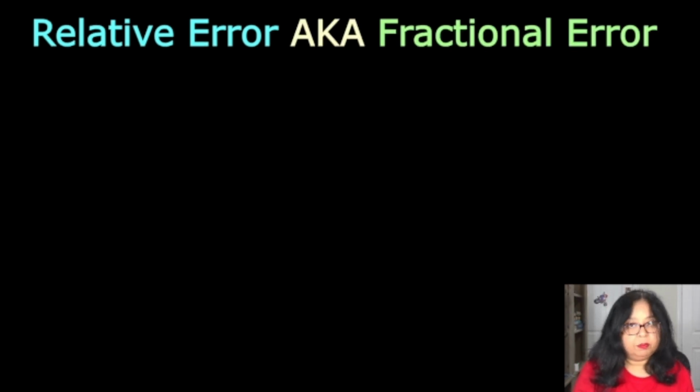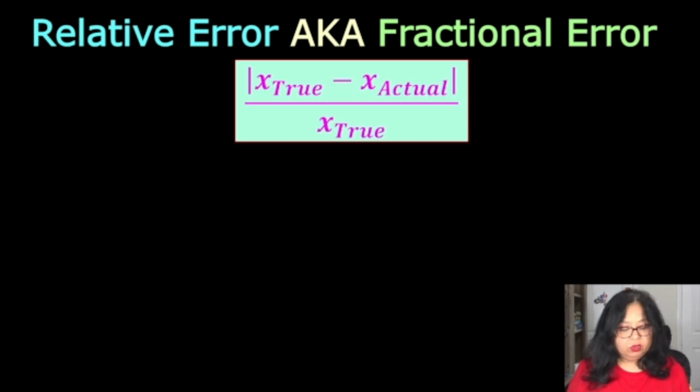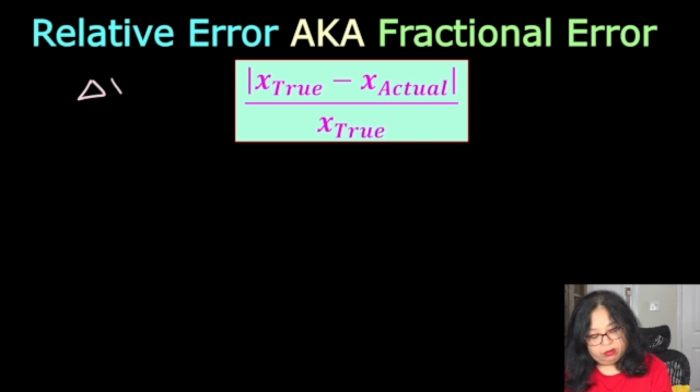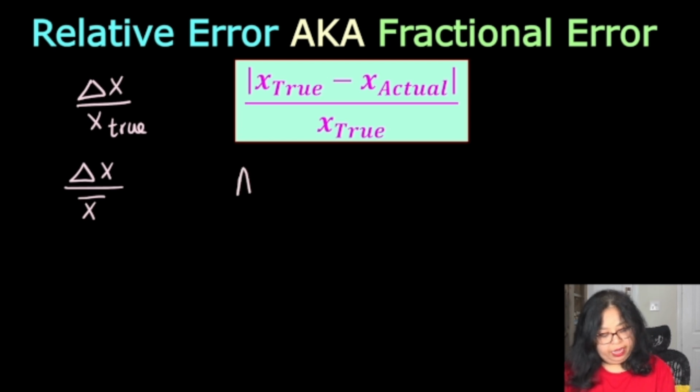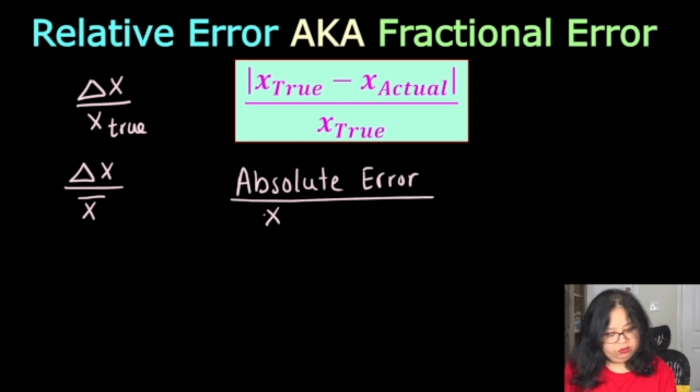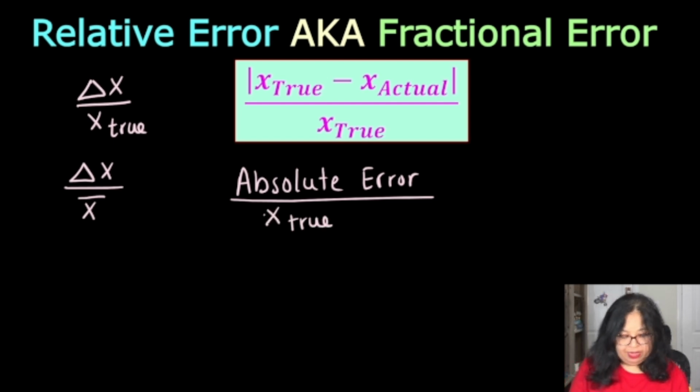Next, we are going to talk about relative error. This relative error is measured with respect to something. It is also known as fractional error. So this is defined as absolute error, which is delta x divided by x true. You can also write this as delta x, the absolute error, divided by x bar. So it is absolute error over x true.